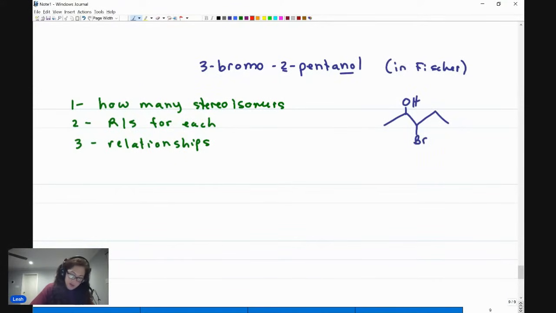How many stereoisomers do I have? I have a chiral center here and a chiral center here. To find the number of stereoisomers, I will use 2 to the n as the max number. In this case, it's 2 squared, so I have 4 possible stereoisomers. So part 1: for R and S for each, and the relationships.